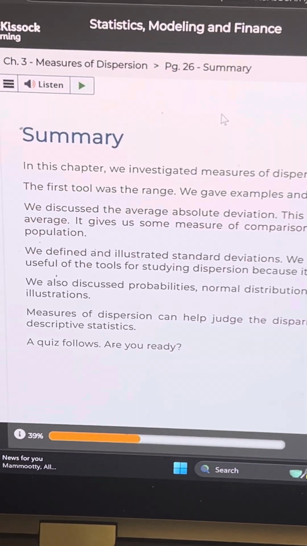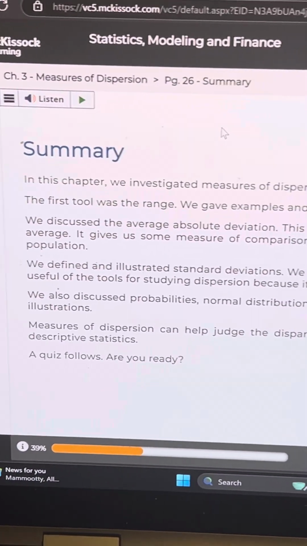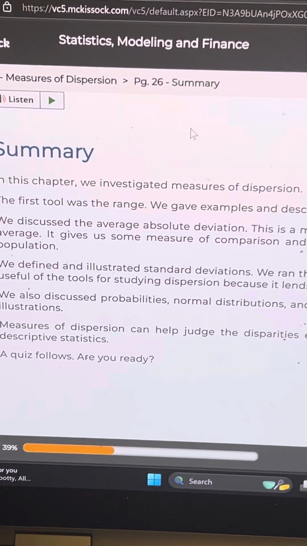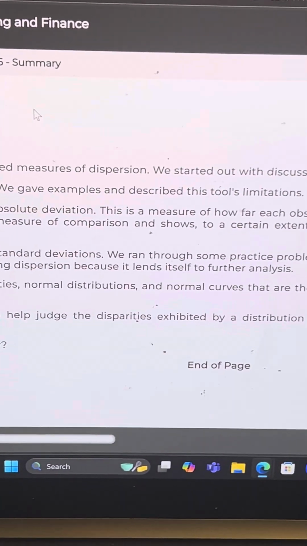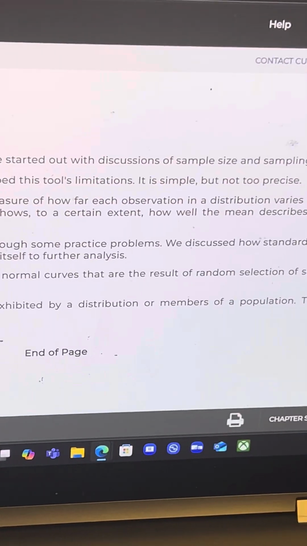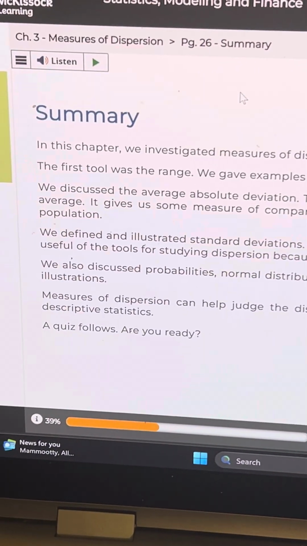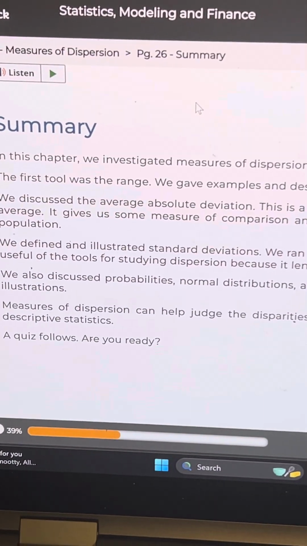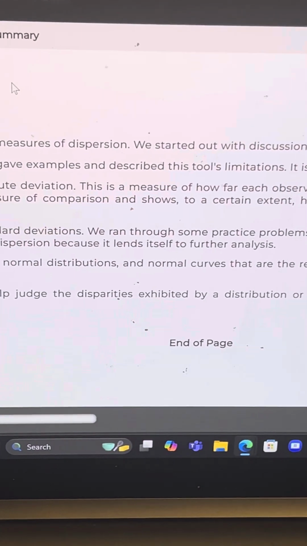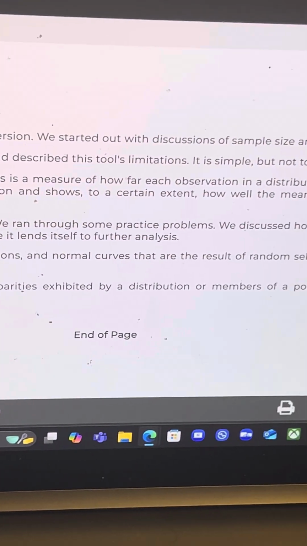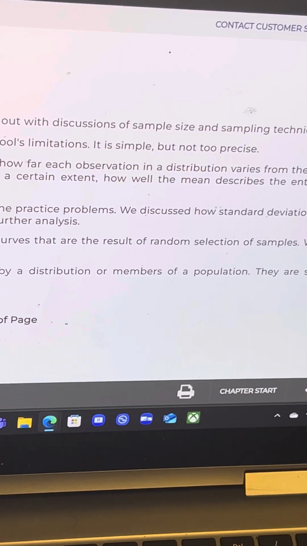Page 26, Summary. In this chapter, we investigated measures of dispersion. We started out with discussions of sample size and sample techniques. The first tool was the range. We gave examples and described this tool's limitations. It is simple, but not too precise.